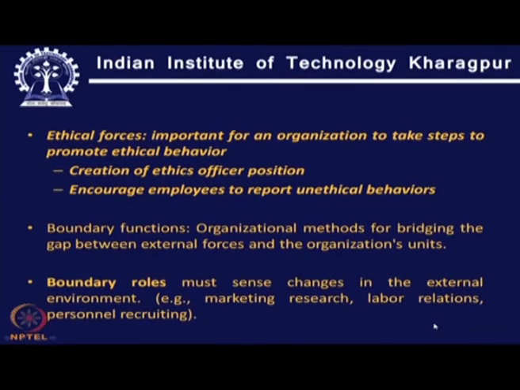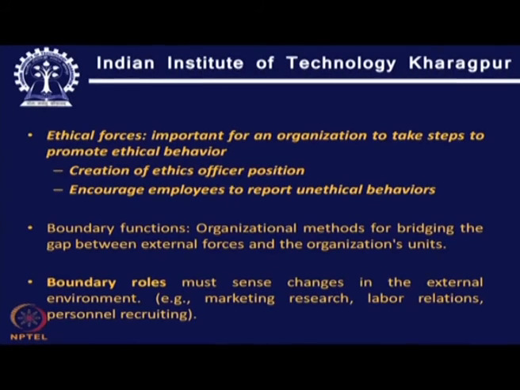The ethical forces are important for organizations to take steps to promote ethical behavior, like introducing the post of an ethics officer, and promoting employees to report unethical behavior. These could be certain of the steps taken by the organization.